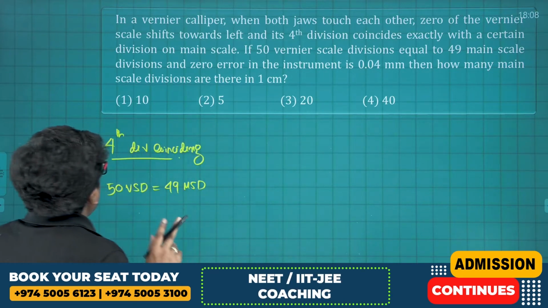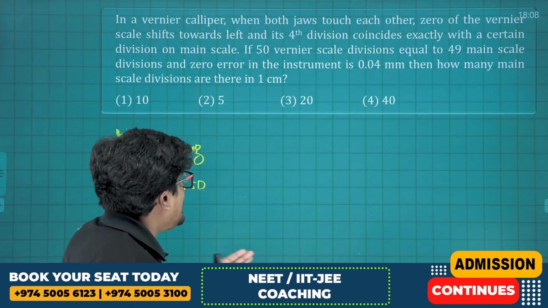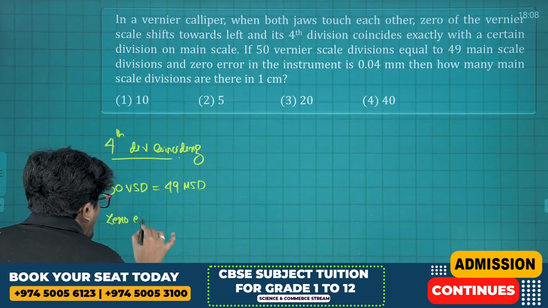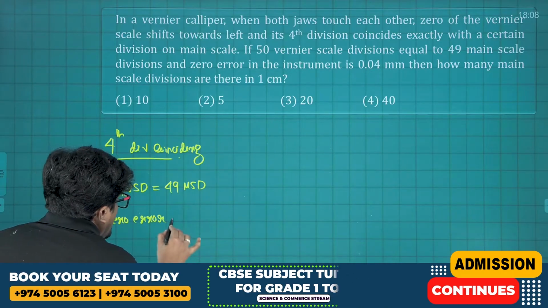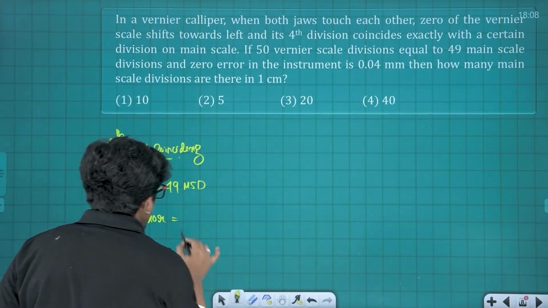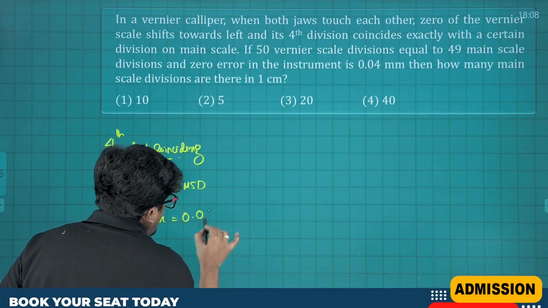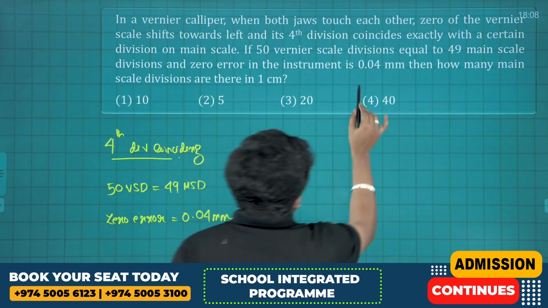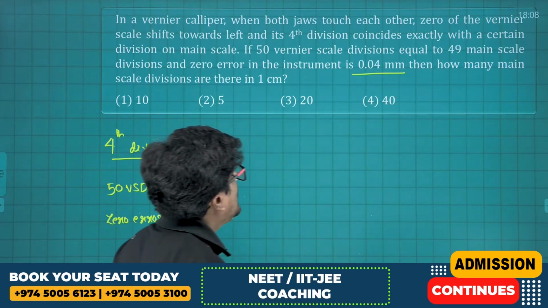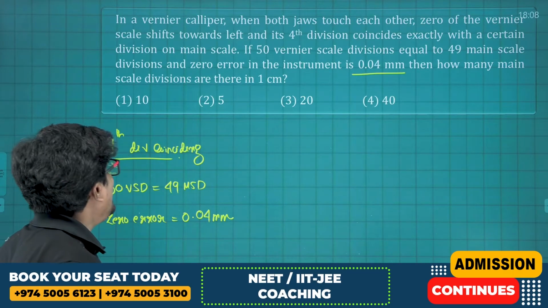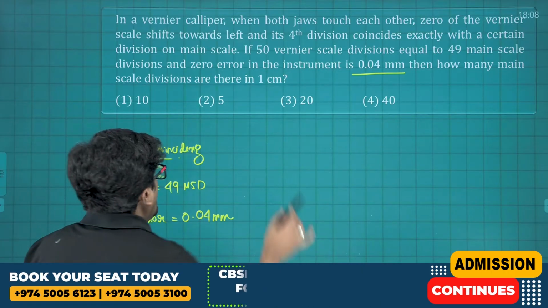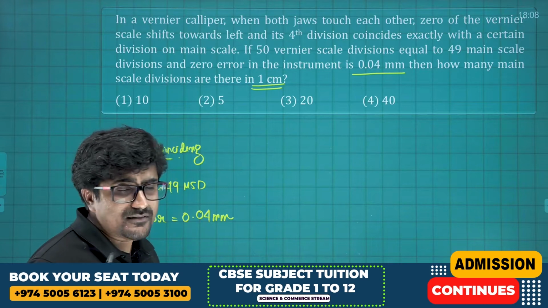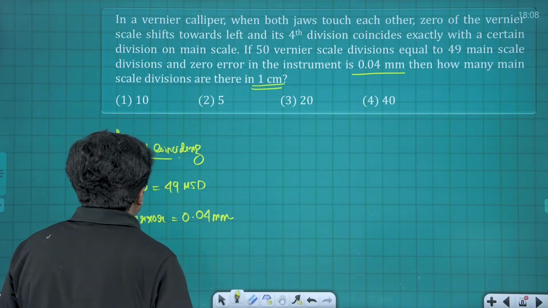Okay, the zero error in the instrument is marked as 0.04 millimeter. Then how many scale divisions are there in 1 centimeter? How many divisions are there in 1 centimeter? That is the question.